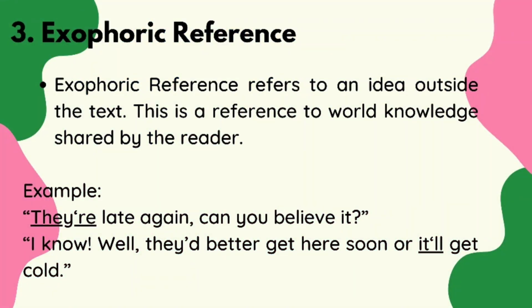Number 3, Exophoric reference. Exophoric reference refers to an idea outside the text. This is a reference to world knowledge shared by the reader. Example: They're late again. Can you believe it? I know. Well, they'd better get here soon, or it'll get cold. In this example, "they" refers to some people outside the discourse known to both speakers. "It" also refers to something that both speakers know about, perhaps the dinner.